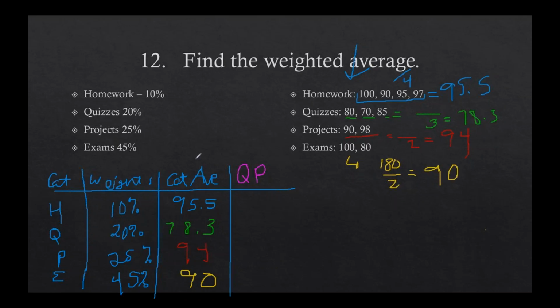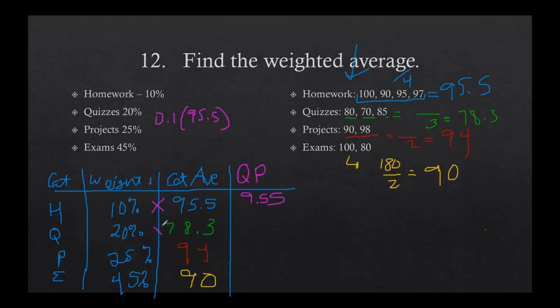So when you think about quality points, they are found by multiplying, always. 10% of your category average for homework is your homework points. So 10% times 95.5 gives me what? Remember, change your 10% to 0.1, multiply by 95.5. And how many points do you get for homework? 9.55. Great. It's your quality points.